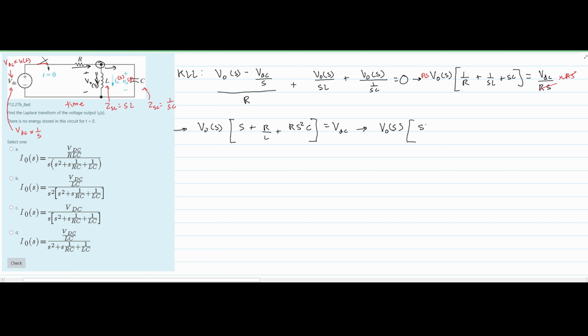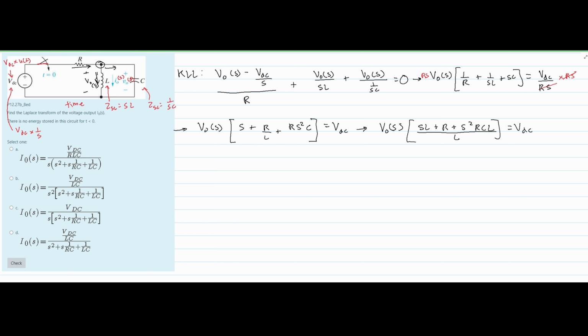So we are going to have an S of L plus R plus S squared R C L, and this is all divided by L. So now they are all together, set equal to our V d c. Now we want to find our I naught right here. So we're going to be focusing on that.